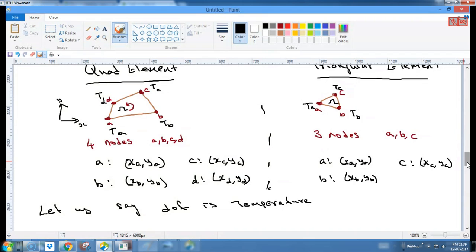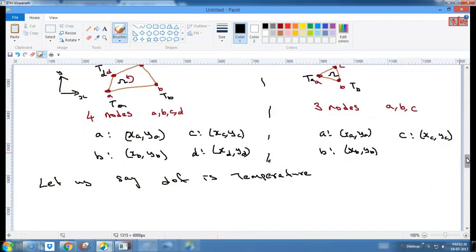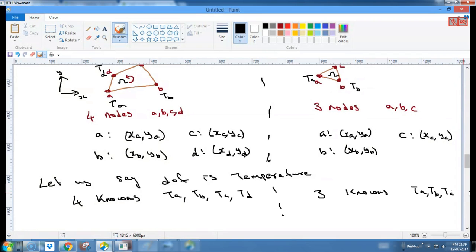So for that, let us see how many unknowns and how many known values there are. We have, in this case, 4 knowns. Those knowns are TA, TB, TC, and TD, while here we have 3 knowns, that is TA, TB, and TC.